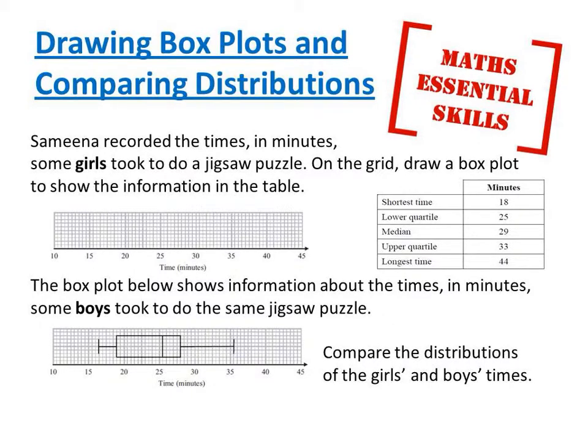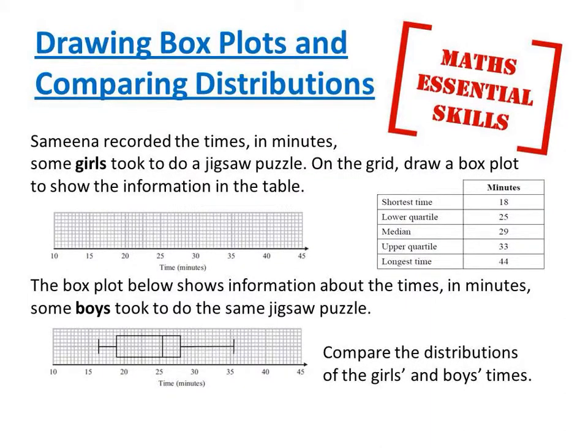Drawing box plots is relatively easy as long as we're given the information, as we are here, in its perfect form. Occasionally we're given only parts of this information and we have to work out the missing part. For example, if I was told the range and the smallest value, I'd have to work out the upper value. But on this question, everything's given to me.